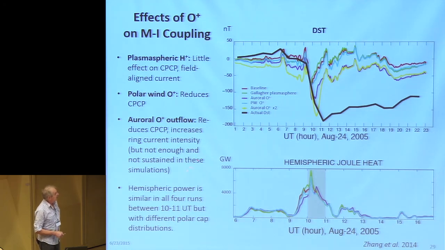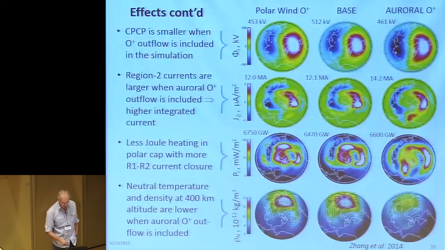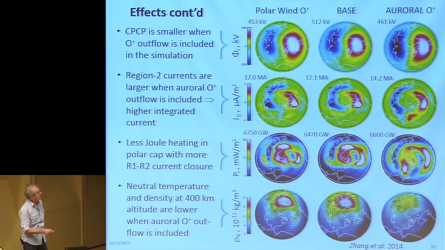And so the auroral O+, also, the hemispheric power for all the models is the same, more or less, but their distributions are quite different as you see here. So cross-polar cap potential on the top, field line current distributions, and these are hemispheric, this is the cross-polar cap potential, this is the distribution of potential or convection. Field line current, hemispherically integrated, Joule heat, hemispherically integrated, and thermospheric mass density at 400 kilometers. And so what you see is that the polar cap potential is smaller when you include outflow. Any kind of outflow, it helps.